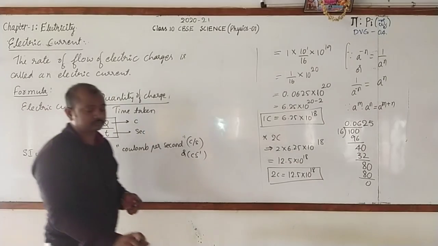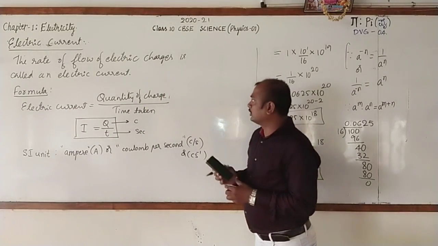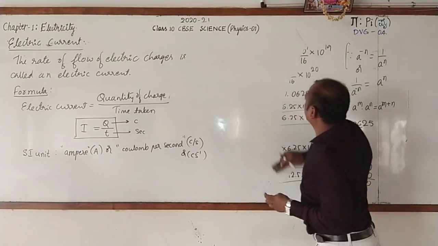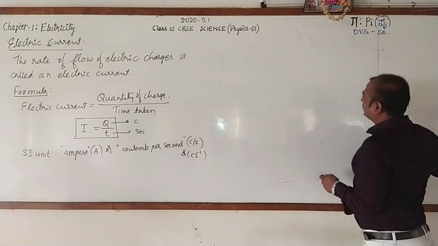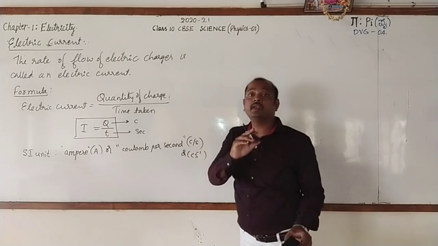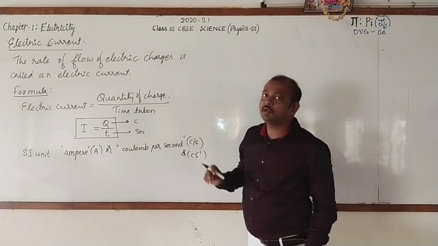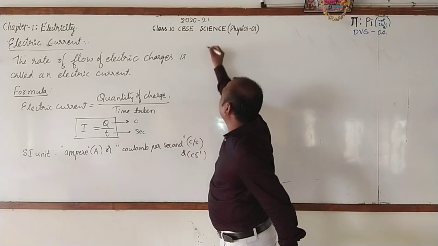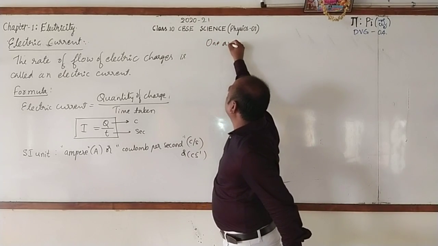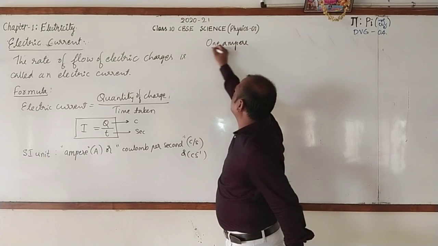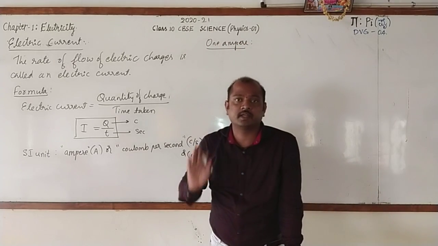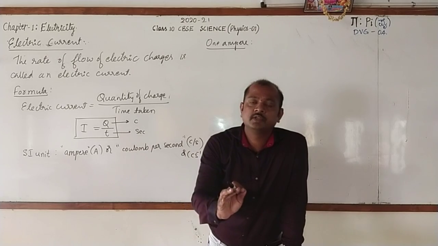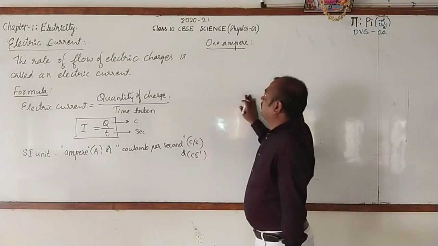Now, suppose, when do you say the current flowing in a conductor is 1 ampere? Now let me go for defining 1 ampere. Even this can also be asked like this: define the SI unit of electric current. It means you will define 1 ampere.